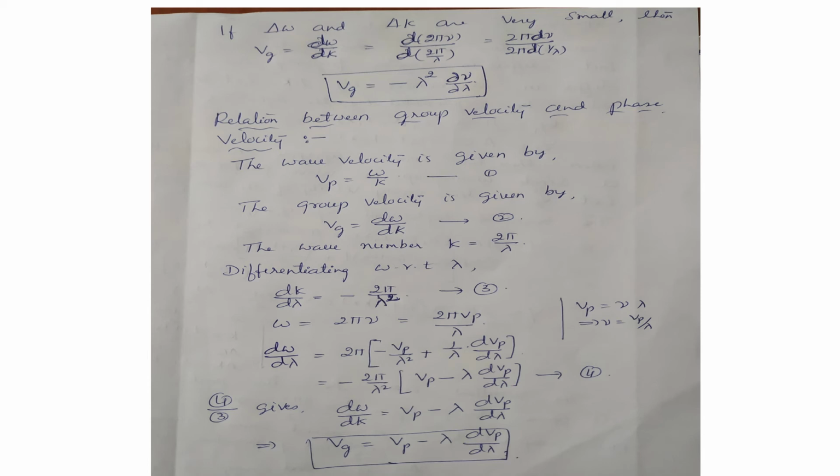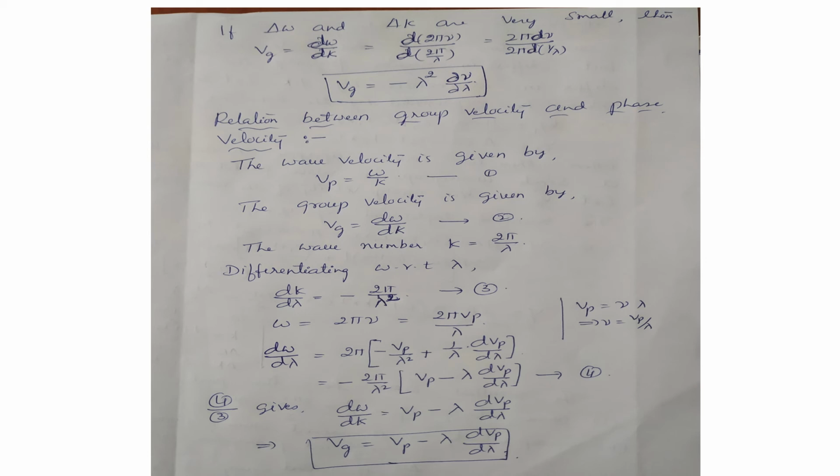Again differentiate this omega with respect to lambda, that is d omega by d lambda. Differentiate the expression 2 pi Vp by lambda with respect to lambda. We get left hand side d omega by d lambda, right hand side Vp and lambda both are variables. Differentiate: 2 pi common, keep Vp constant, differentiation of lambda is minus 1 by lambda square, plus keep 1 by lambda, dVp by d lambda. Differentiation of Vp with respect to lambda is dVp by d lambda. So we get the expression d omega by d lambda as minus 2 pi by lambda square into Vp minus lambda dVp by d lambda. See here in the first term minus Vp by lambda square, 1 by lambda square is common, we keep it outside. So in the second term lambda comes in the numerator. This is d omega by d lambda, equation 4.